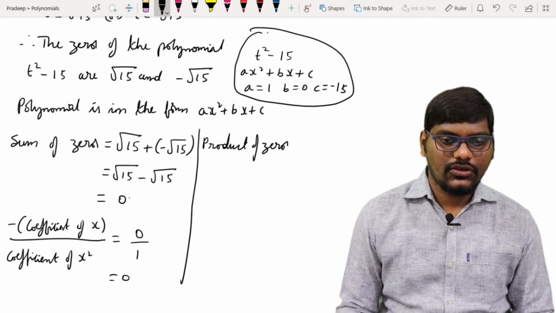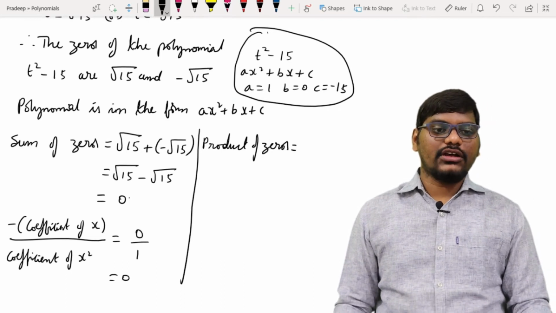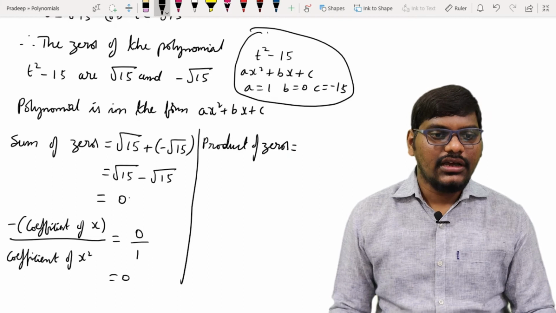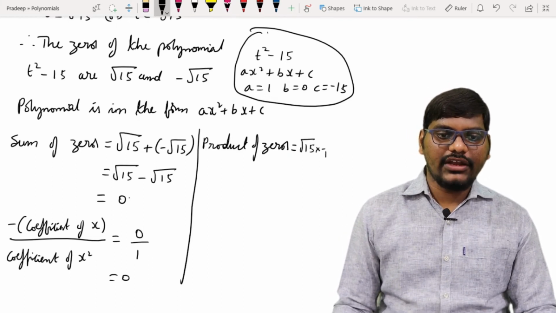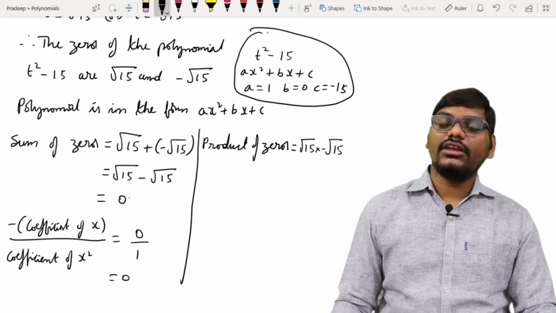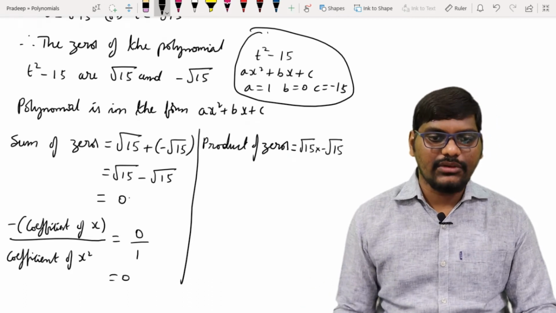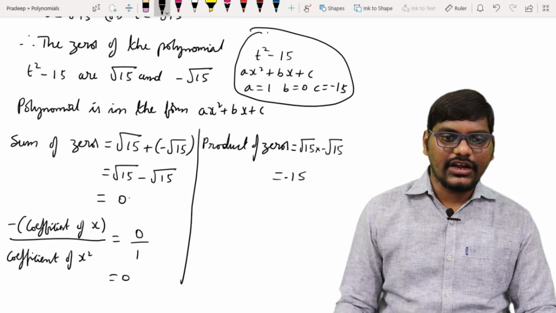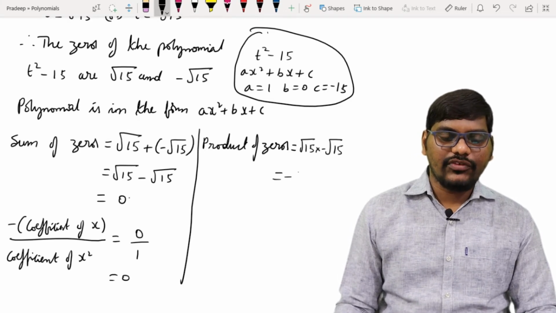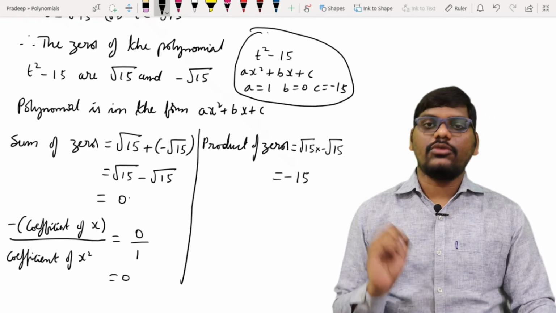So what are the zeros? The product of zeros is nothing but one value we got root 15 and the second value we got minus root 15. So root 15 into root 15 is just 15, where the sign is negative, so we can write minus 15 as the value we got for the product of zeros.